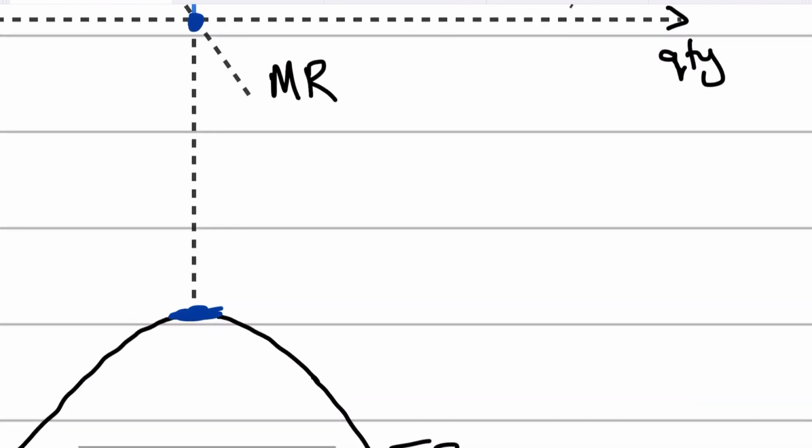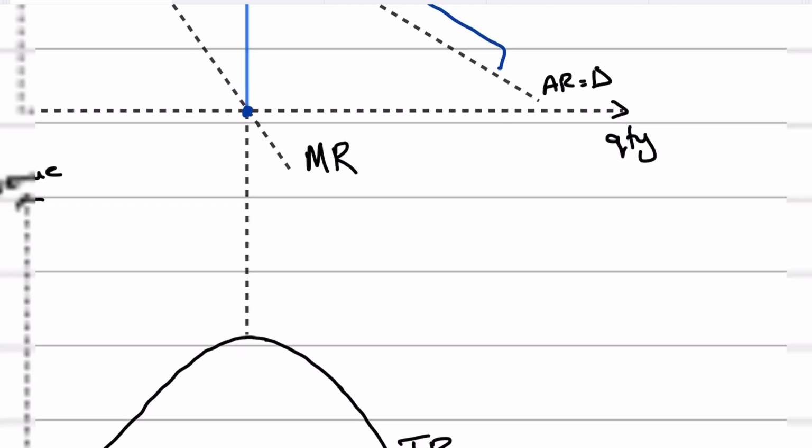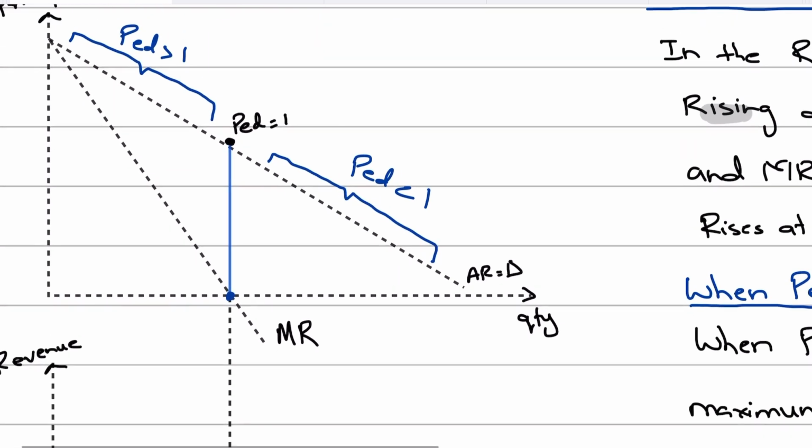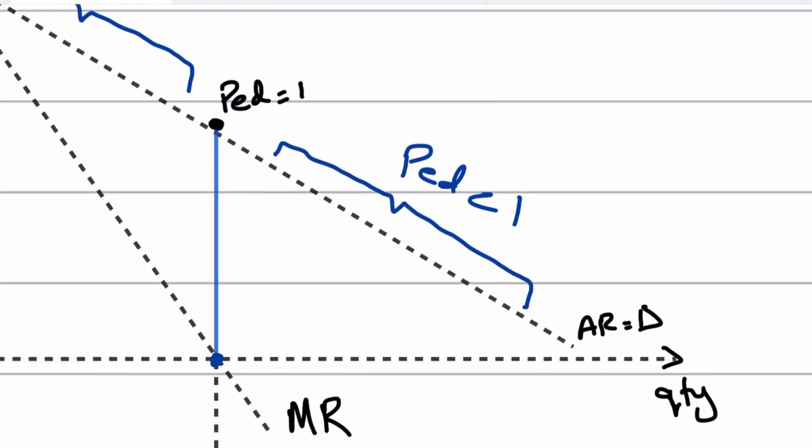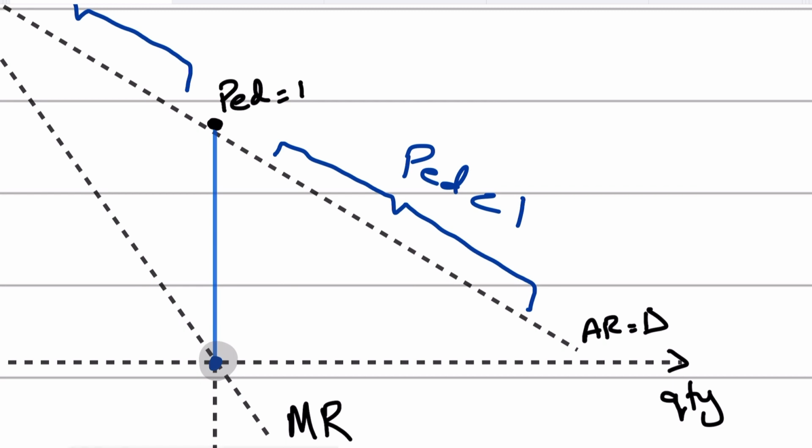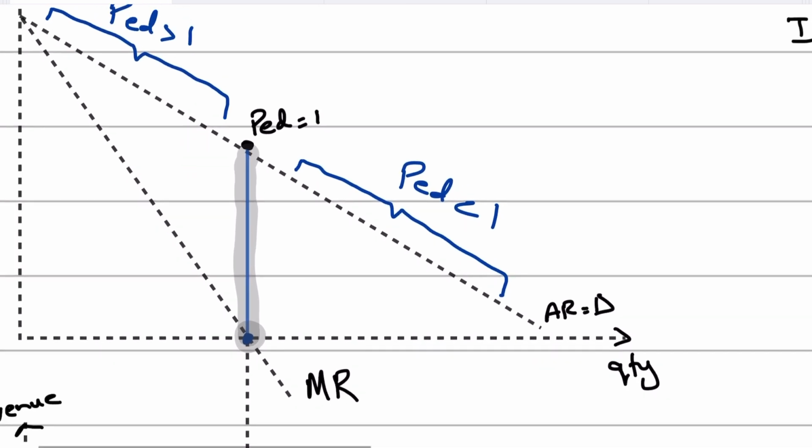In this region, where total revenue is at its maximum, if we try to extend this line upwards, if we take this point where MR cuts the horizontal quantity intercept, and we extend it to the average revenue curve, because we need to see the corresponding point, we say that this point is indicating that your PED equals 1.